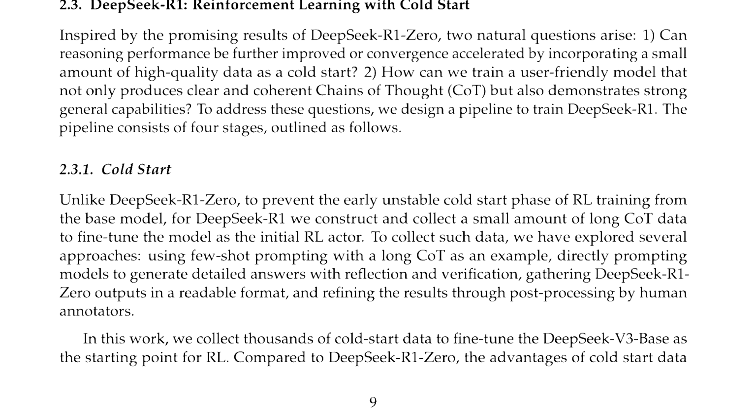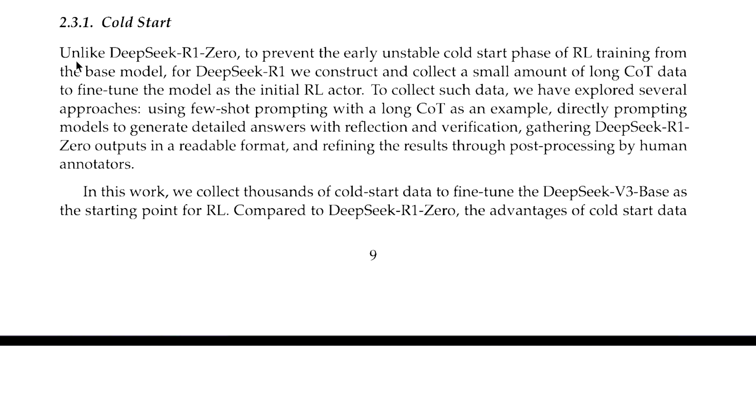And how can we train a user-friendly model that not only produces clear and coherent chains of thought, but also demonstrates strong general capabilities? So those chains of thought were pretty strong and coherent. You've seen it was like step 1, step 2. It wasn't rambling all over the place. And then we've done exactly what they did. Unlike DeepSeek R1, prevent unstable cold start phase of RL training. You saw from this version, we were completely unstable as a base model. With 380 examples with 3 epochs with long chains of thought, you can see it was coming back with the right answers. It was also doing the verification in there.